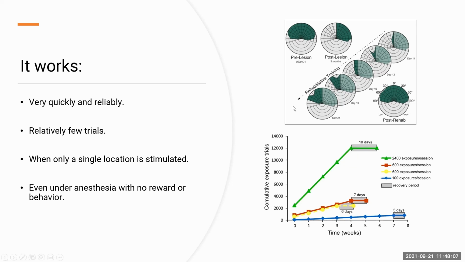So here's just some additional data showing you this recovery. And these are animals that were trained under anesthesia, where we were testing different densities of exposures. What you can see is that if you increase the exposures per session to 2,400, you don't really get much improvement of the recovery time over 600 exposures. But if you decrease the number of exposures per session to 100, you significantly delay how long it takes before the animal starts to show recovery. So all of these animals recovered, but at different times, and the time of recovery is indicated by the shaded region.